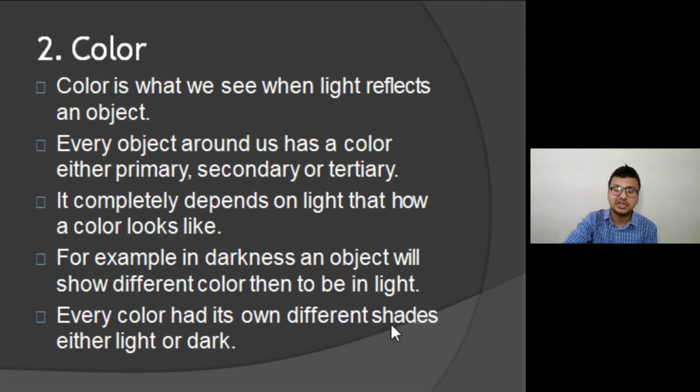Shade, what is shade? If we add black color to a particular color, then it changes the shade. Generally, when you go to the market for outfits, you ask, it's a red color, but do you have more shades in this dress? Or when girls go to the market to buy a lipstick, they ask for different shades of the lipstick. So that's a shade, the percentage of darkness in a particular color.